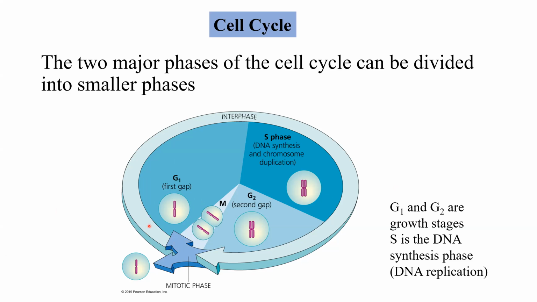So you can essentially divide this into two phases. Like I said, you have your interphase. Your interphase consists of the G1, the S phase, and the G2. And then you have your M phase, which is your mitotic phase that we'll go into more detail later. But your M phase consists of the prophase, metaphase, anaphase, telophase, and cytokinesis.